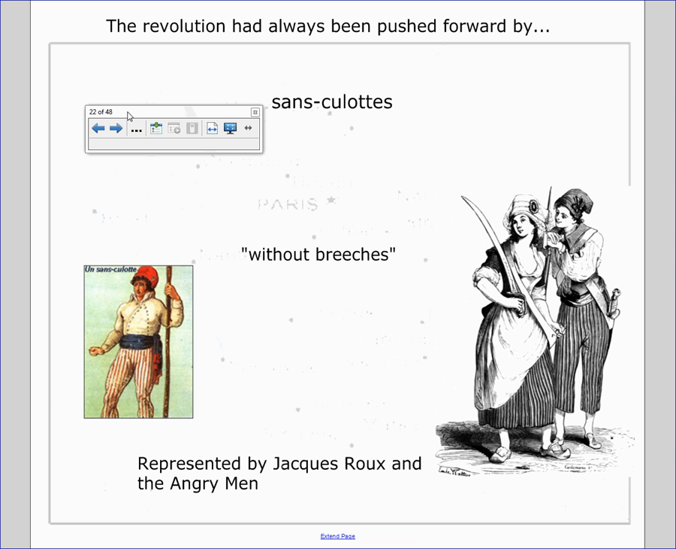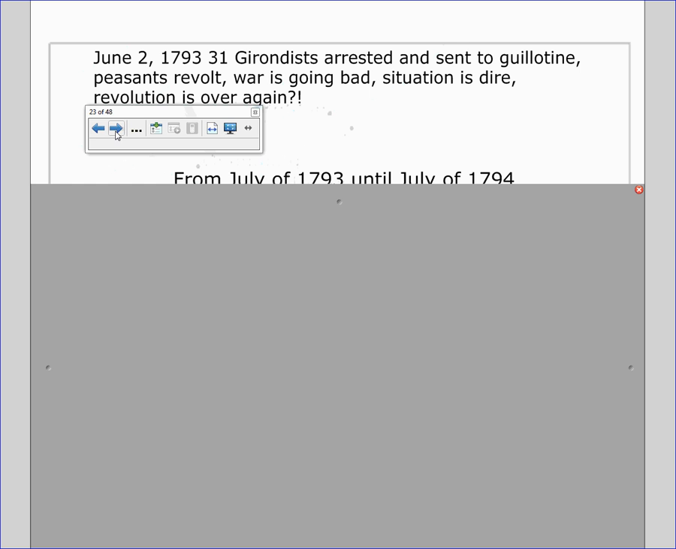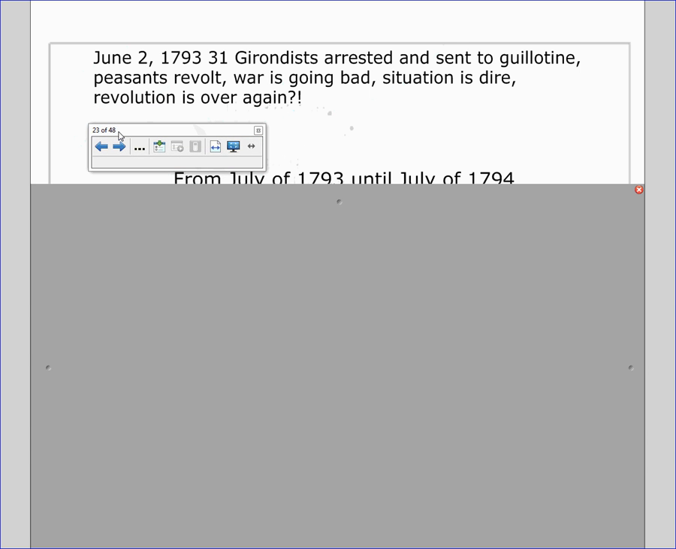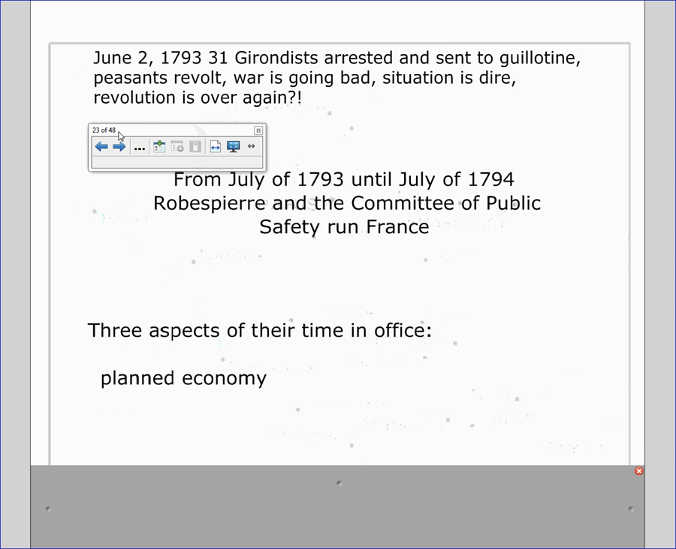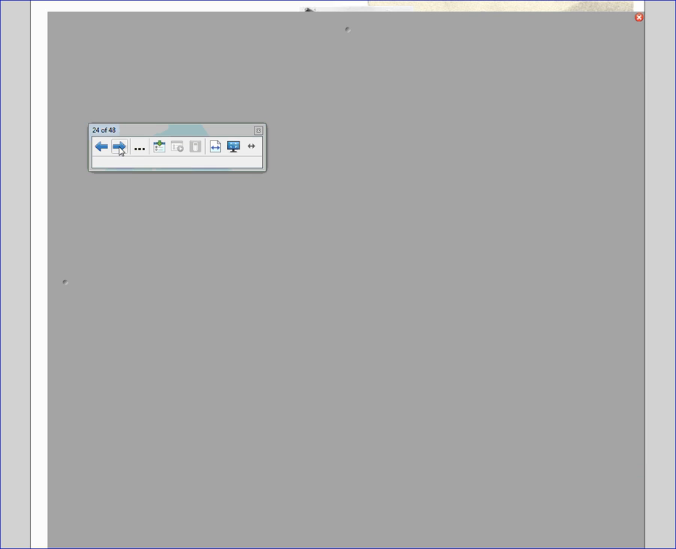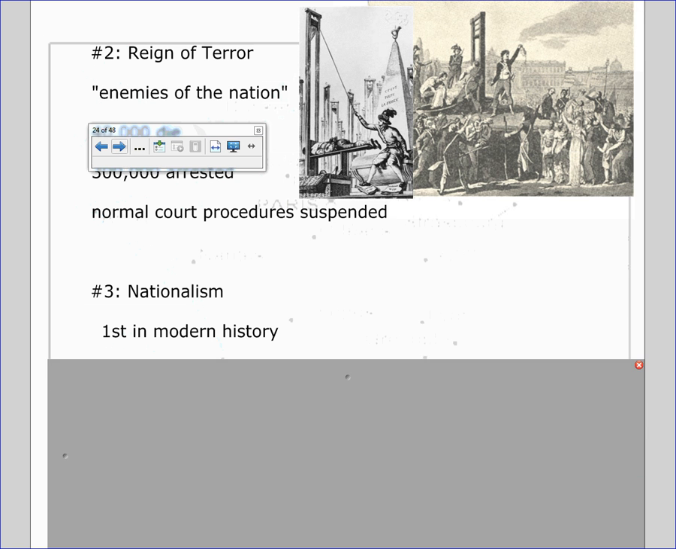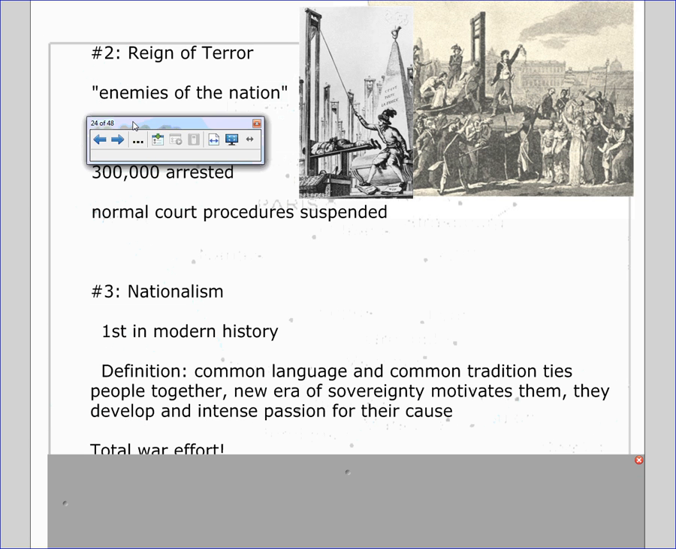So moving on. This just gets more and more violent. The Girondists will be arrested and executed, and next you get the Reign of Terror. The Reign of Terror is when socialism will be tried for the first time, an embryonic version of socialism. That's the planned economy part. They use terror with the guillotine, chopping off the heads of all these different people.